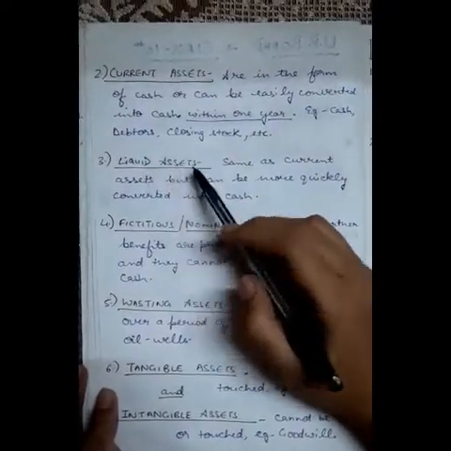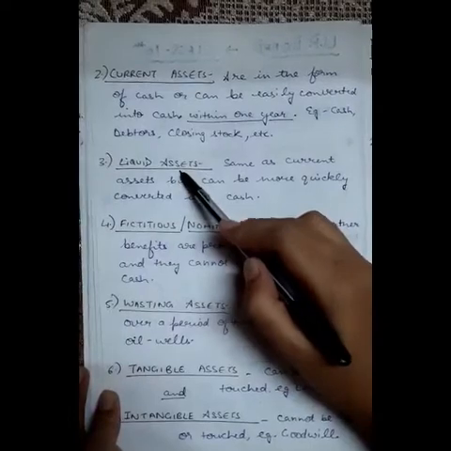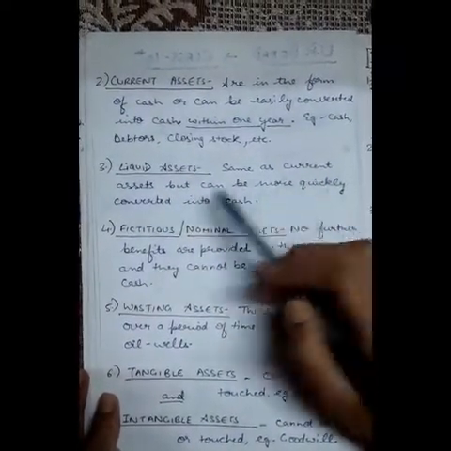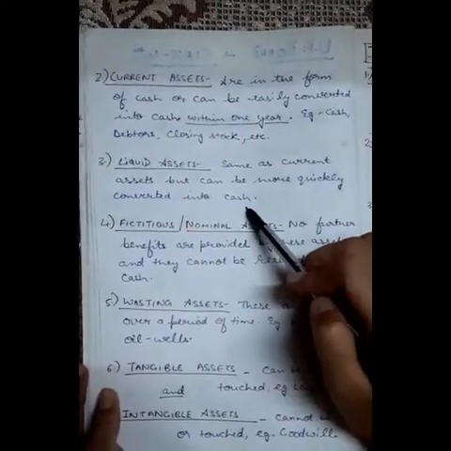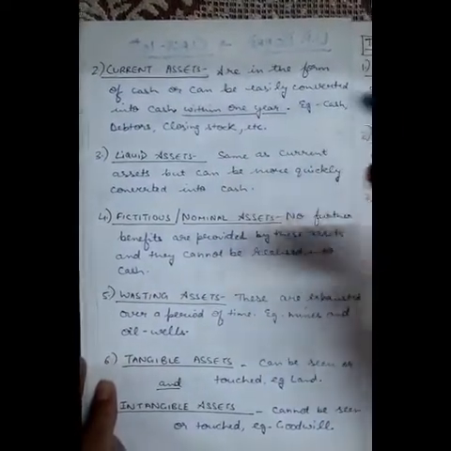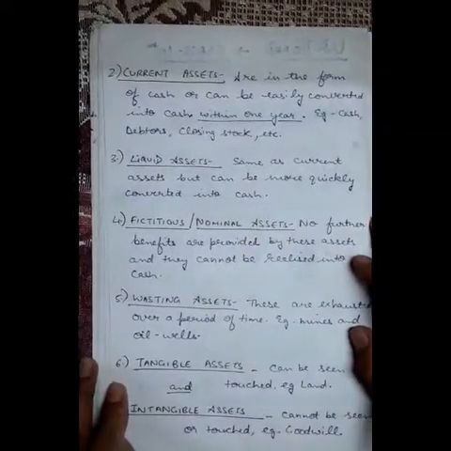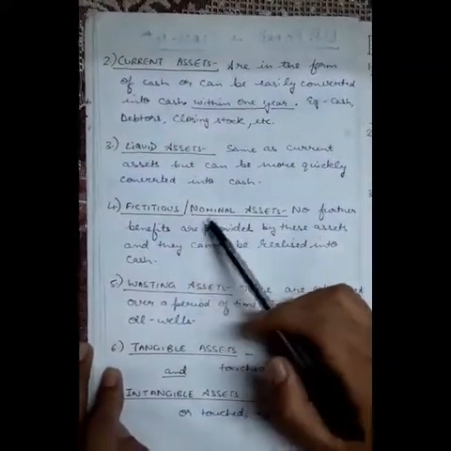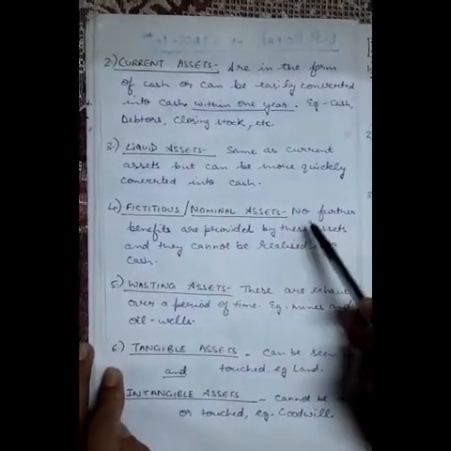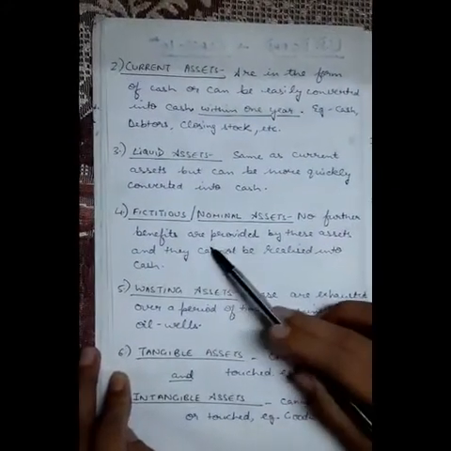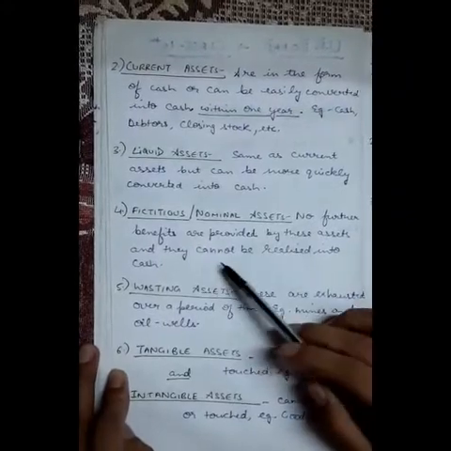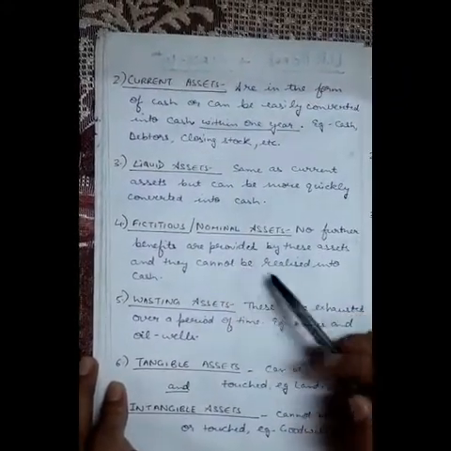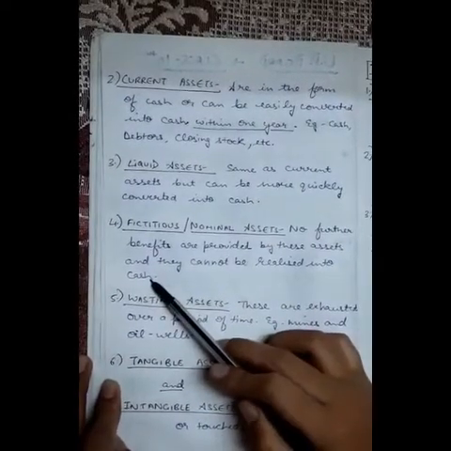The third one is the liquid asset. These are in a more liquid form. These are the same as current assets but can be converted into cash more quickly, that is within some months. Now the fourth one is the fictitious or nominal assets. These assets provide no further benefit and are not treated as actual assets. These cannot be realized into cash.